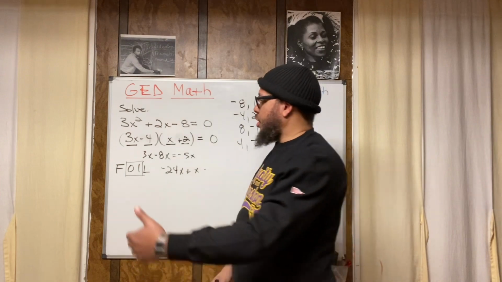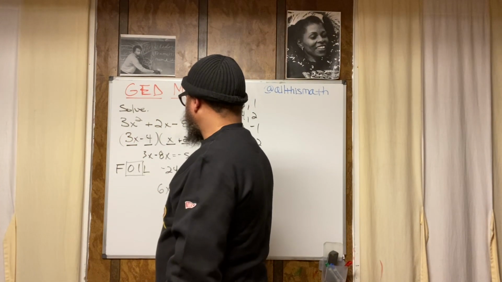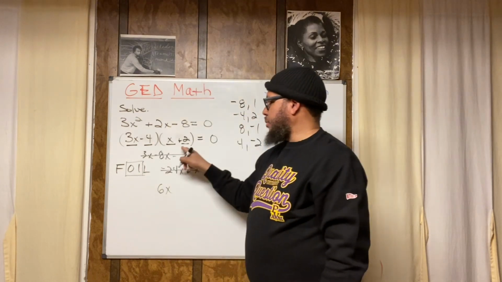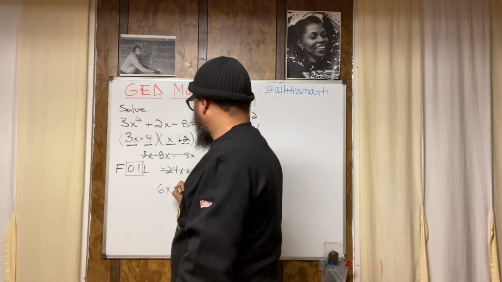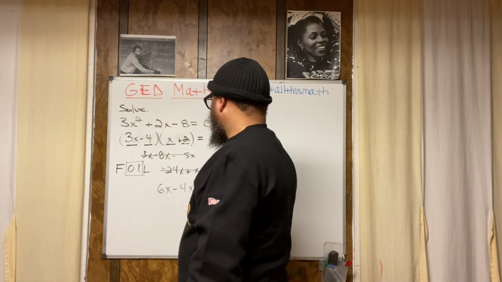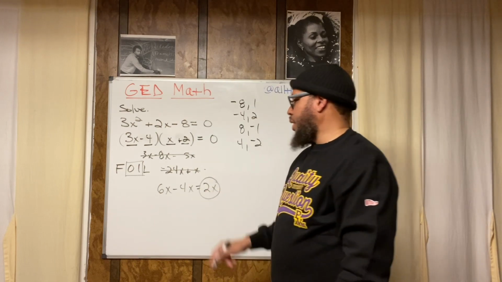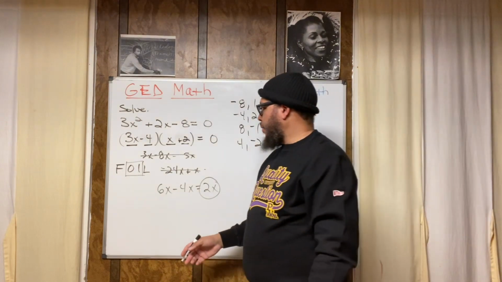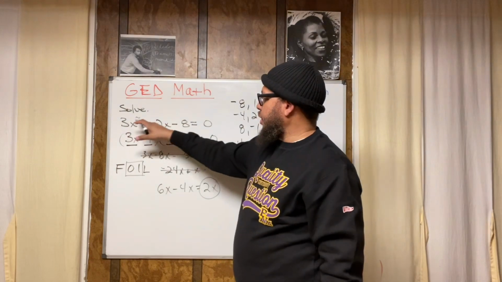So what are the outermost terms? The 3x and the 2. 3x times 2 is 6x. The inner is negative 4 times x, minus 4x. We're good now. We got 2x. That's what we wanted. So this arrangement is going to give us the factored form of this expression, right?